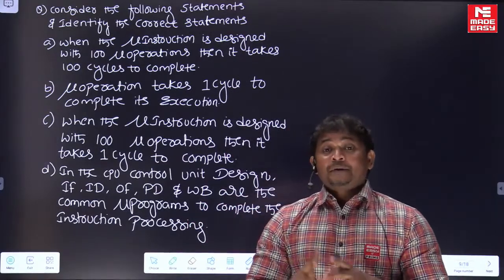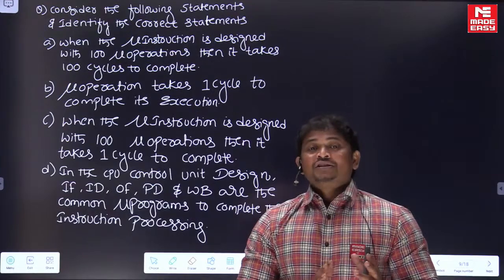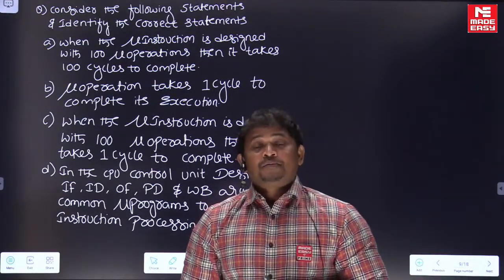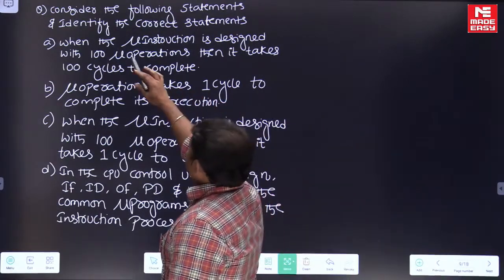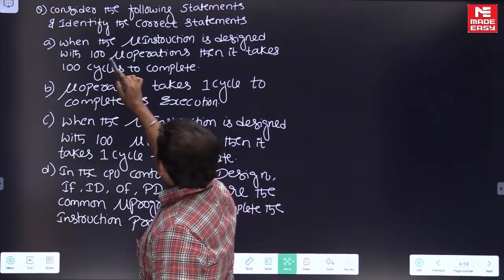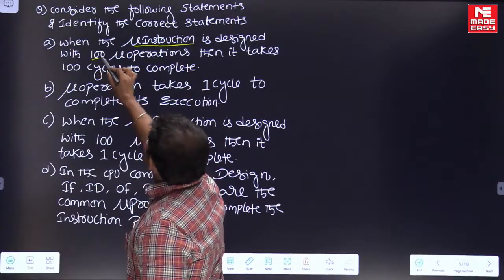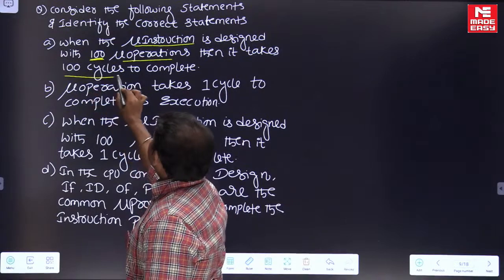So please practice MSQ questions, and please refer to all the concepts. Don't miss any concept in any subject. Okay, right. Now look at this first statement. When a micro instruction is designed with 100 micro operations, then it takes 100 cycles to complete.